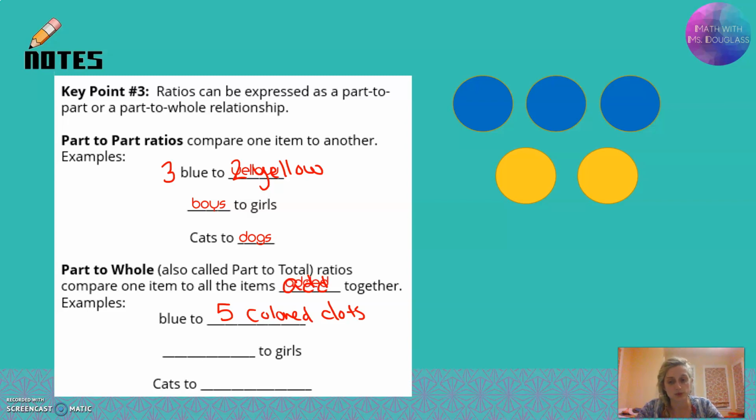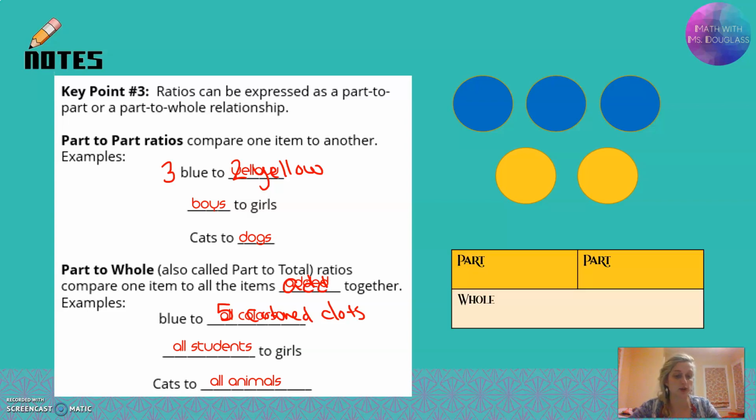So we can do blue to all the colors, or all the students to girls. That's a whole-to-part ratio. They can go either way. Cats to all the animals. So it's really important to read your problem carefully so that you know if I'm asking for a part-to-part ratio or a part-to-whole. Another way to organize your work is with this little chart. You can see on the top we've got the part, we've got another part, and at the bottom the whole thing adds up to a whole.